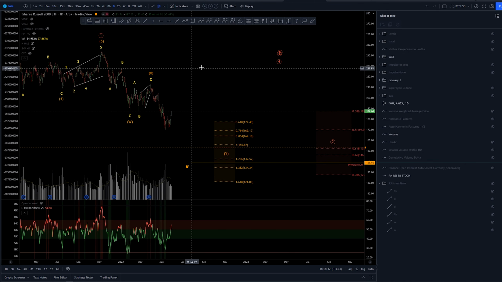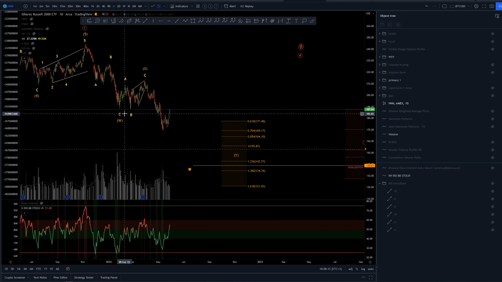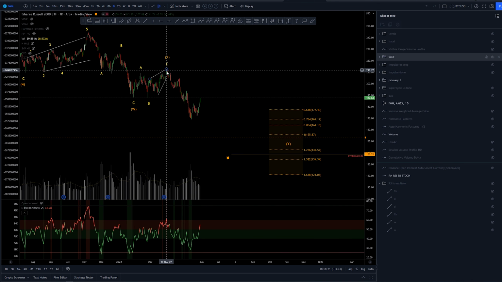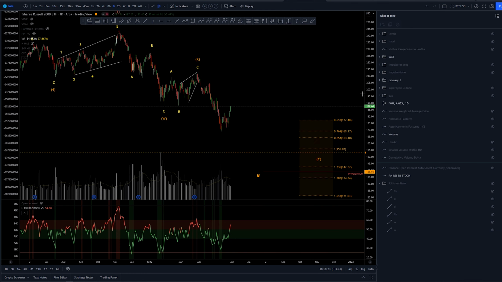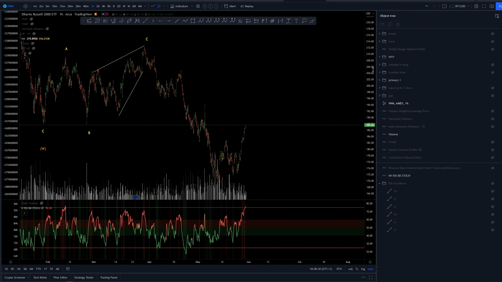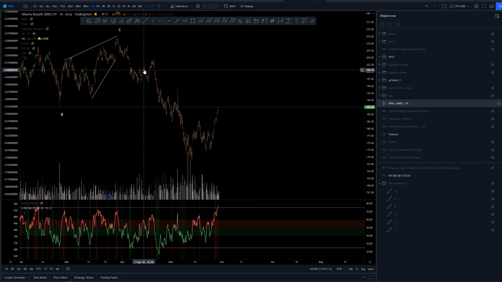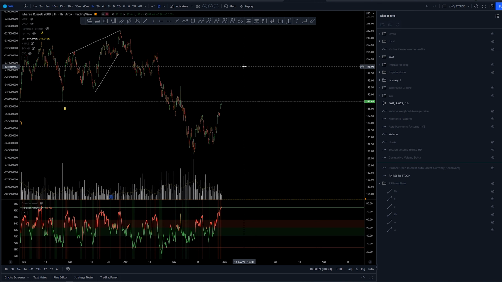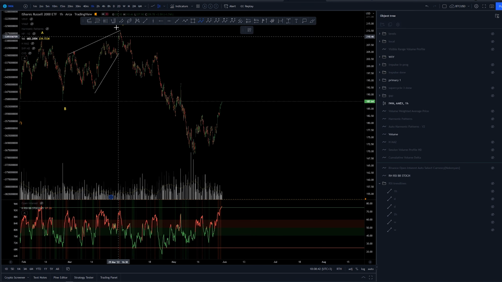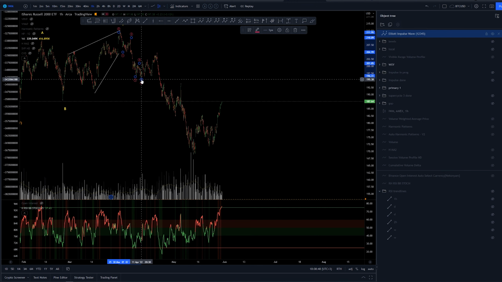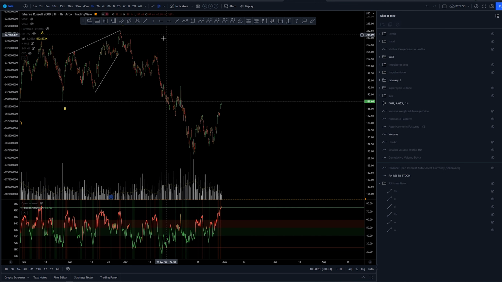Then we had this WXY count. ABC, ABC, and now we would be again looking for 3-wave structures. We could argue that we have some kind of 3-wave structure here completed, saying something like this would be A, B, and A. Yeah, I'm not even sure how you would count that, because this looks like 5 waves if you want to count that, like 1, 2, 3, 4, and 5. So yeah, it would be hard to count or hard to end the Y wave here.